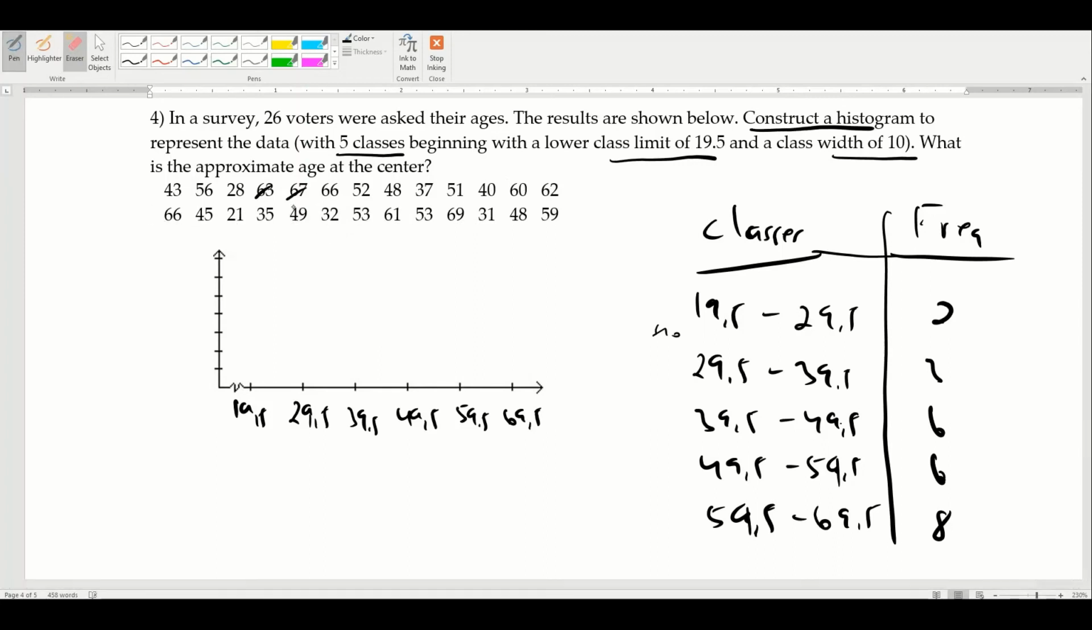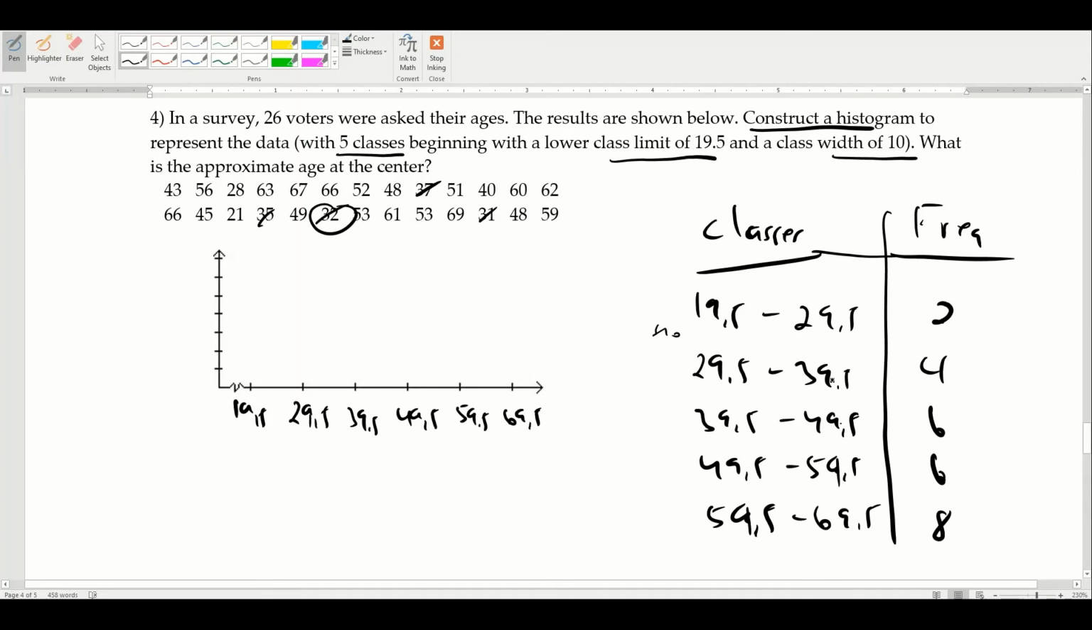So the number I'm looking at is 32. Did I not count it? Let's see. 30s. 1, 2, 3. So no. That means there's actually 4 in there. But see how you can catch yourself by using this table?